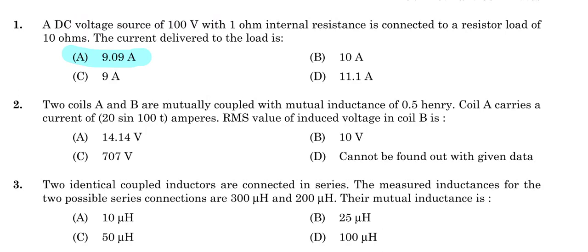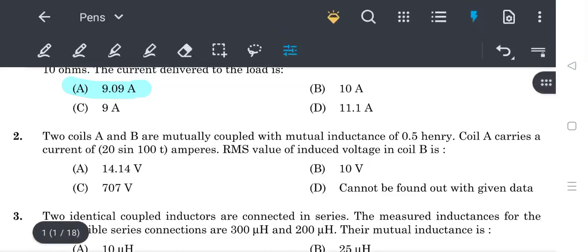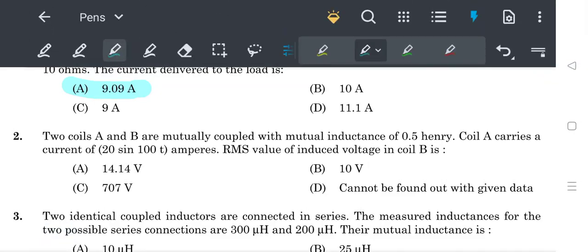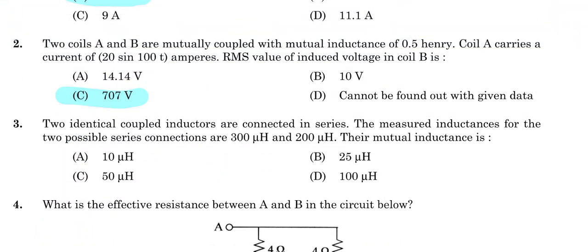Next one, two coils A and B are mutually coupled with the mutual inductance of 0.5 Henry. Coil A carries a current of 20 sin 100 t amperes. RMS value of the induced voltage in the coil B is. Answer 707 volt. Next one, two identical coupled inductors are connected in series.